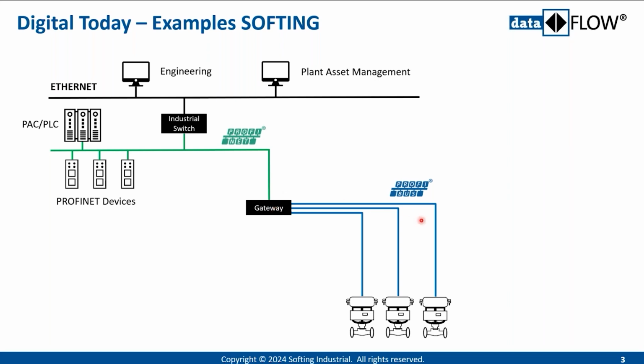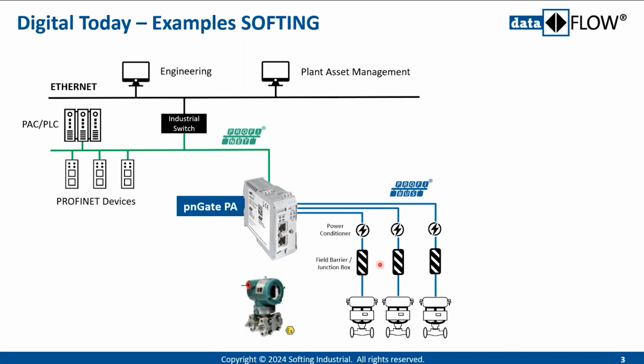Then we have a gateway, and then we have Profibus, in this case, behind that. So what we have today is a PN gate PA. The nomenclature at Softing is that PN is the north side, as we call it. PN stands for Profinet, gate stands for gateway. This is mainly a proxy, so it has higher functionality than a gateway, but in general, it's like a gateway. And PA is the south side, so we're talking Profibus down there. To make this intrinsically safe, you need additional components as well, like power conditioners, field barriers, and junction boxes. So that's, I would say, the digital reality today in process automation.